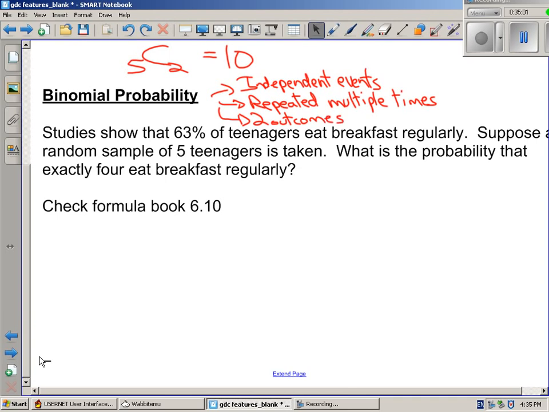Let's read through this question. Studies show that 63% of teenagers eat breakfast regularly. Suppose a random sample of 5 teenagers is taken. What is the probability that exactly 4 eat breakfast regularly?